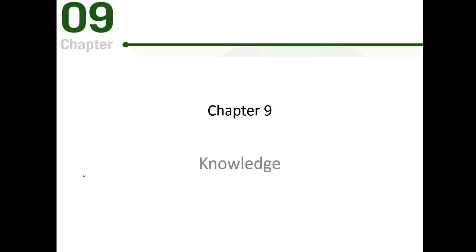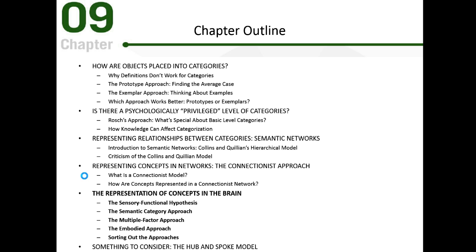In Chapter 9, we will be talking about a cognitive psychology topic called knowledge. As you can see, there is a lot to cover in this module. It basically deals with how we place objects into categories.